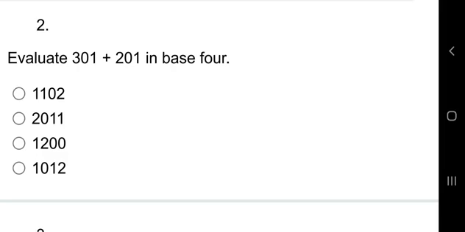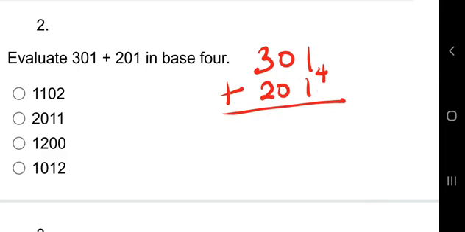Question number 2 says, evaluate 301 plus 201, all in base 4. As you have it, these are in base 4. We want to add them together. We're going to have 301 base 4 plus 201 also in base 4. So in base 4, don't forget, you're working in base 4. The highest digit must be what? 3 in base 4. So let's add.